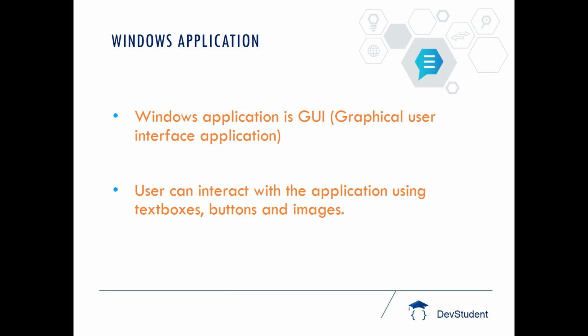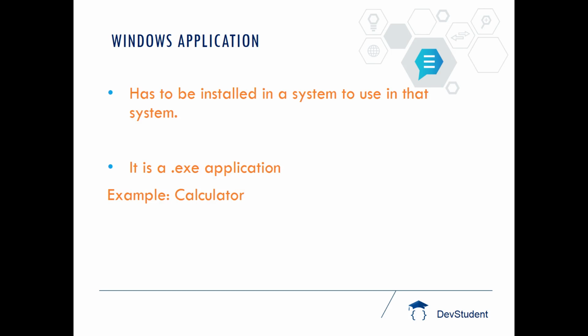So the next application is Windows application. Windows applications are GUI applications, which means graphical user interface applications. It has more graphics like text boxes, buttons and images, which helps the user to interact in a much better way. To use a Windows application in a system, you have to install it on that machine, and this installation is specific to that system only. On all the machines you have to install the software to use them, and it is an .exe application. For example, calculator, MS Word, Visual Studio, software like that.